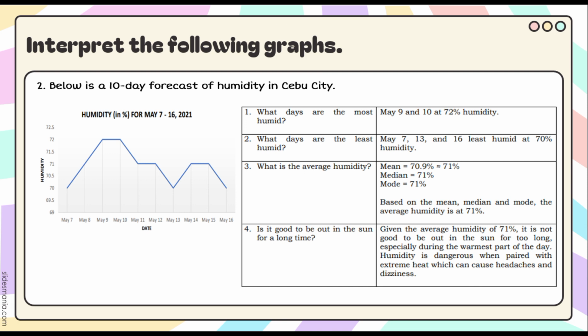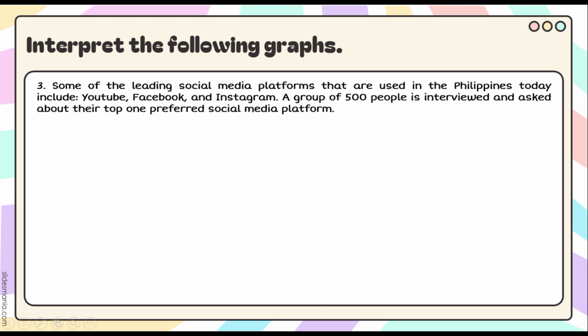For number 4, is it good to be out in the sun for a long time? Given the average humidity of 71%, it is not good to be out in the sun for too long, especially during the warmest part of the day. Humidity is dangerous when paired with extreme heat, which can cause headaches and dizziness, as we are experiencing right now, right?